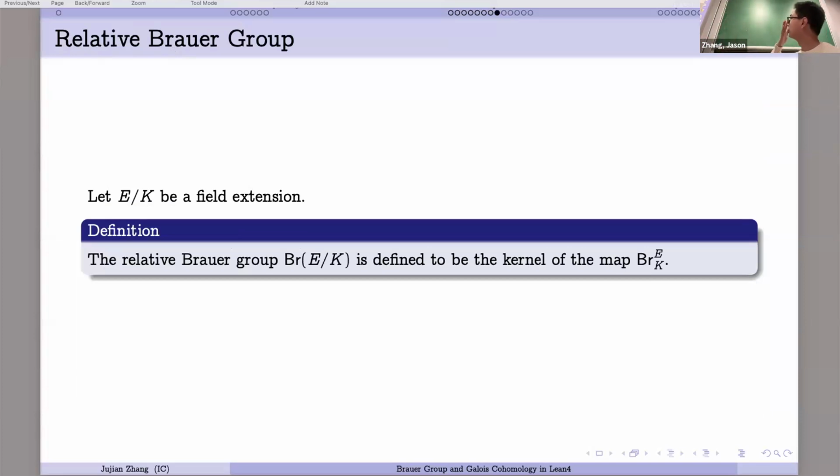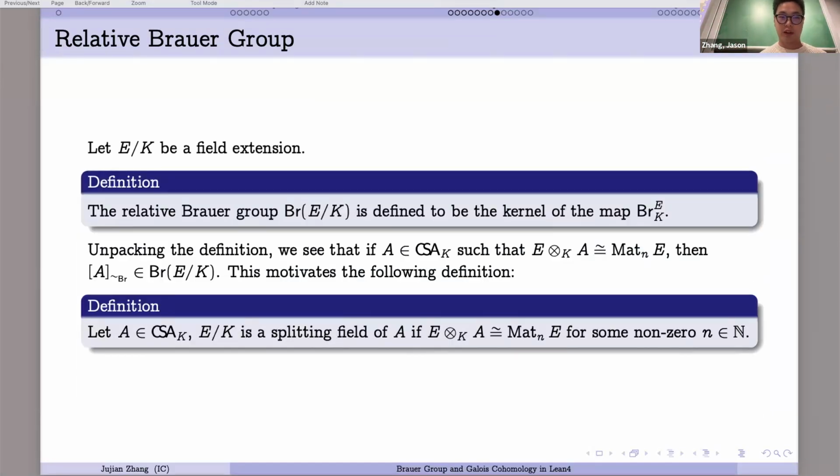So now we're finally ready to define one of the main objects. The relative Brauer group of E over K is just the kernel of the base change map. If we unpack the definition a little bit, we will see that if A is a central simple algebra such that E tensor A is a matrix algebra over E, then A will be in the kernel. So this motivates us to have the following definition.